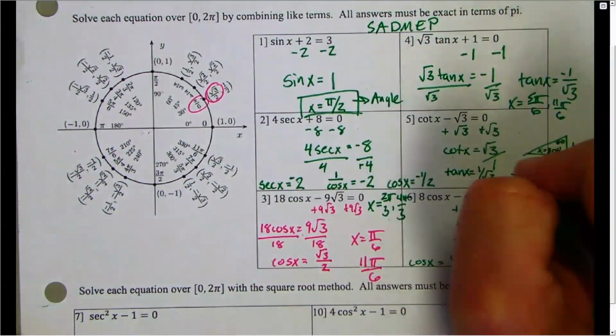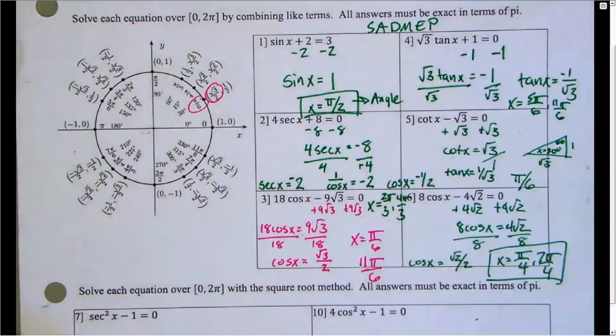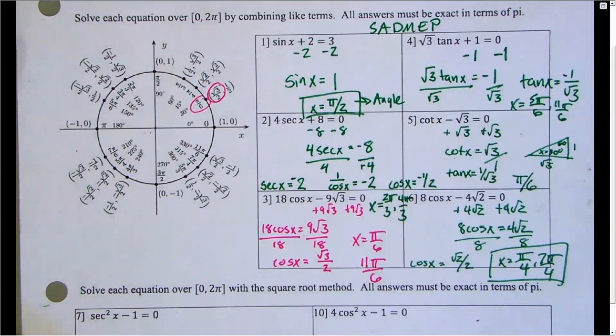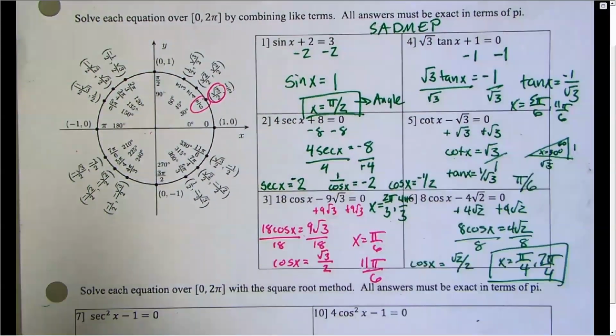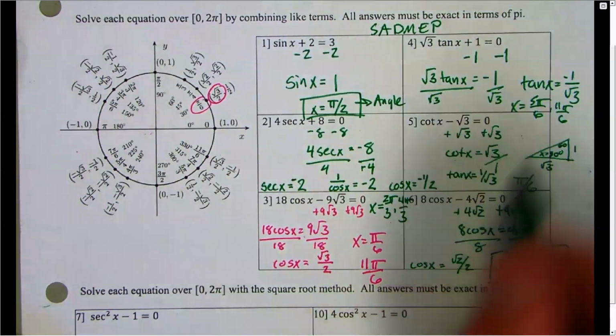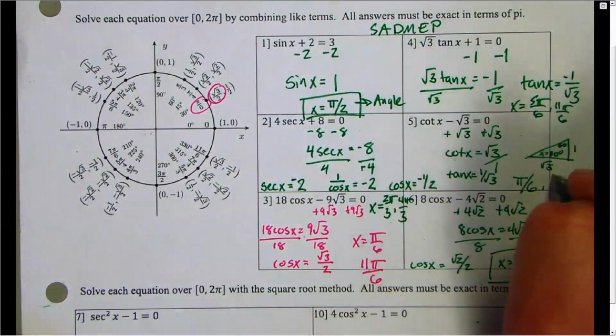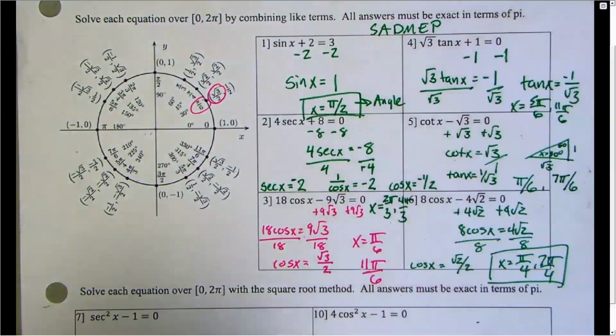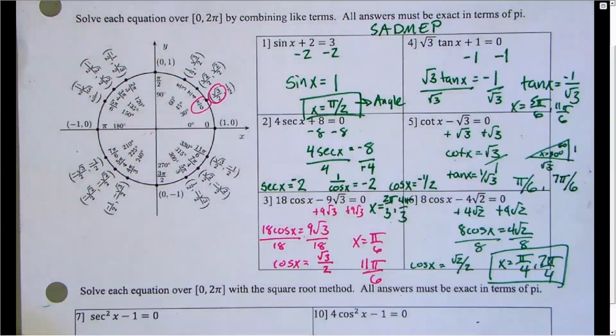We'll write that in radians, pi over 6. 180 cut into 6 equal pieces is 30 degrees. Tangent is also positive in the third quadrant, so just past 6 pi over 6. So 7 pi over 6. Those are the two answers.